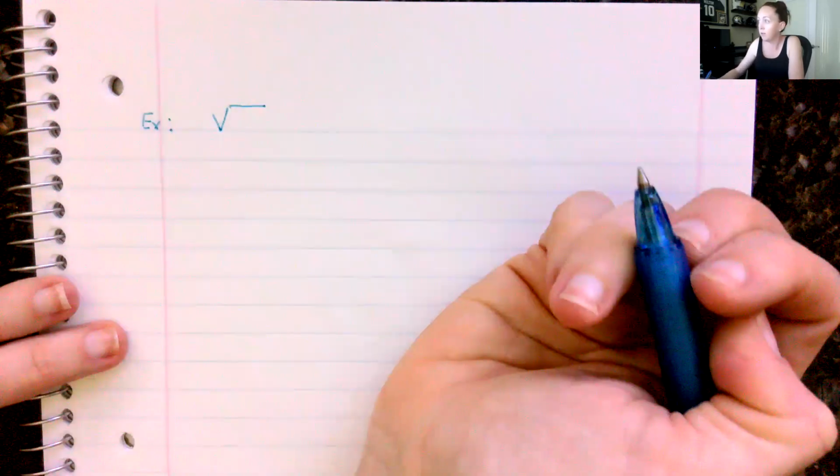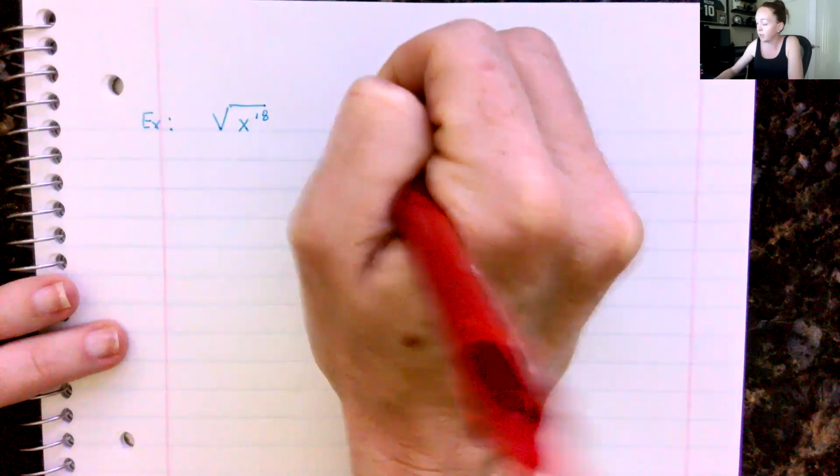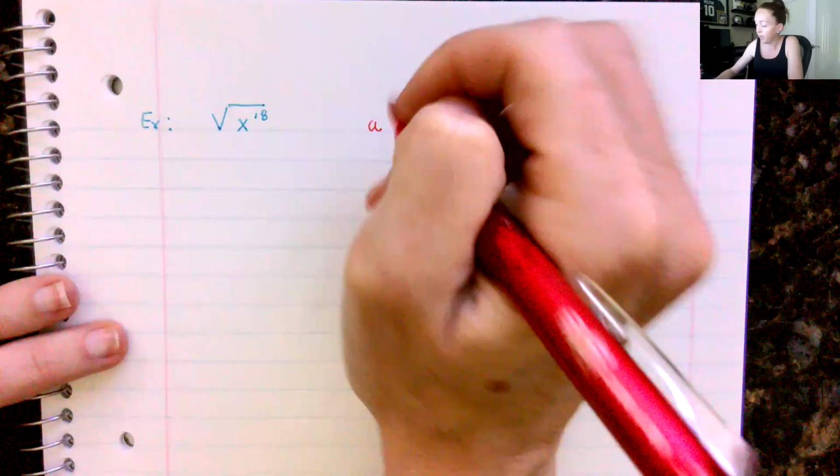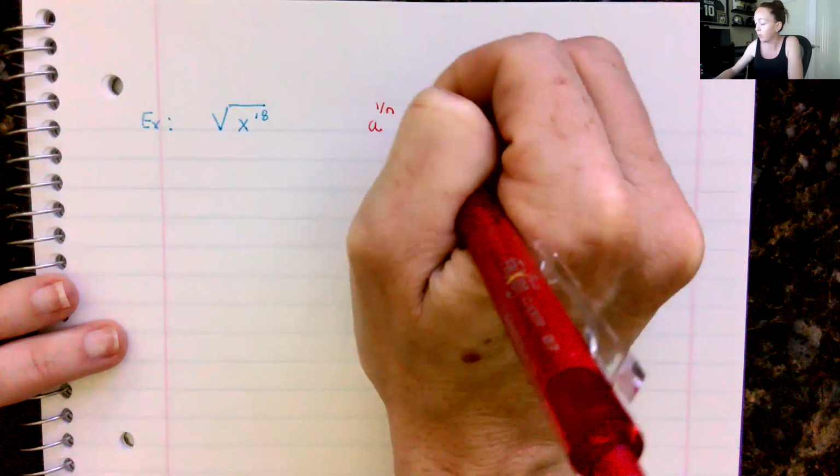Simplifying radicals with variables. Okay, so let me give you an example of what I mean. Let's say we have the square root of x to the 18th power. We do want to utilize the rule that was introduced in section 8.3, which says any base with a fraction exponent is equivalent to a radical.